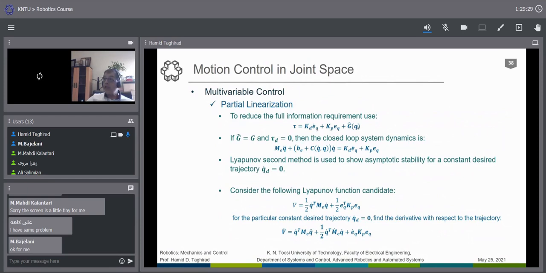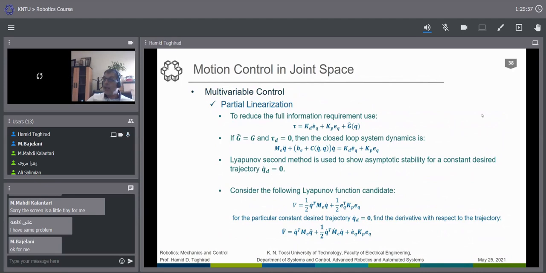And we can show that if we know the gravity term quite well, if G hat is equal to G, then we have very, very effective response and performance coming from this system. Now, this needs some analysis, and this analysis is based on Lyapunov second method that many of you are familiar with.